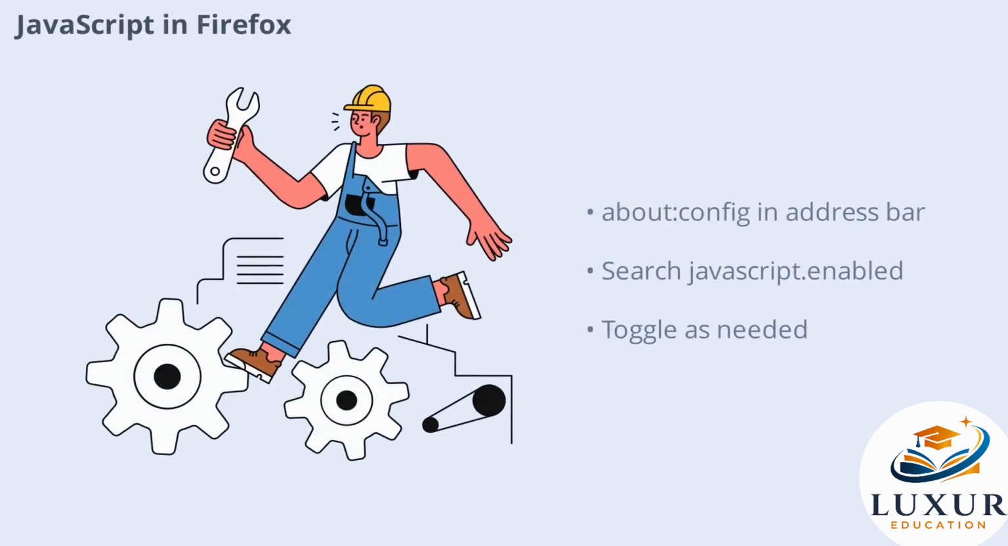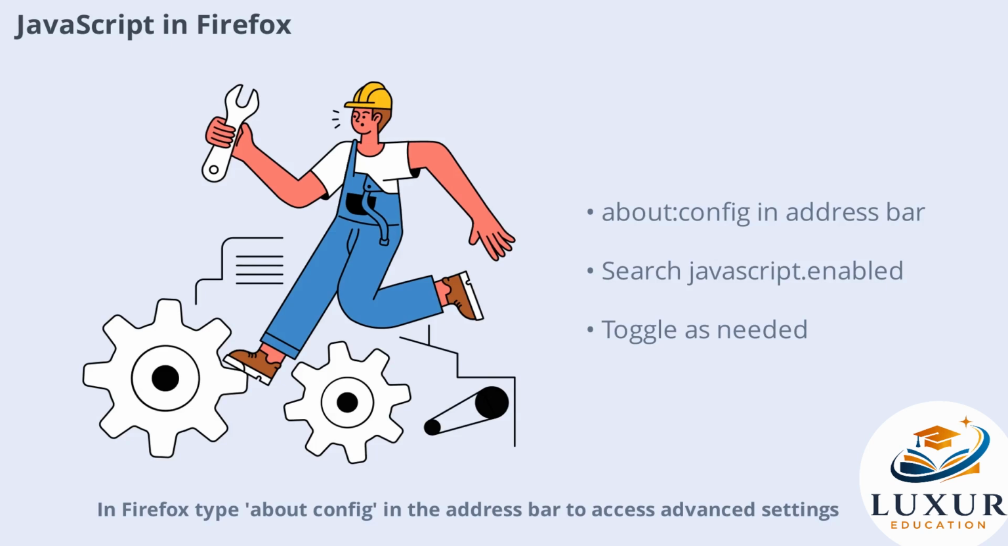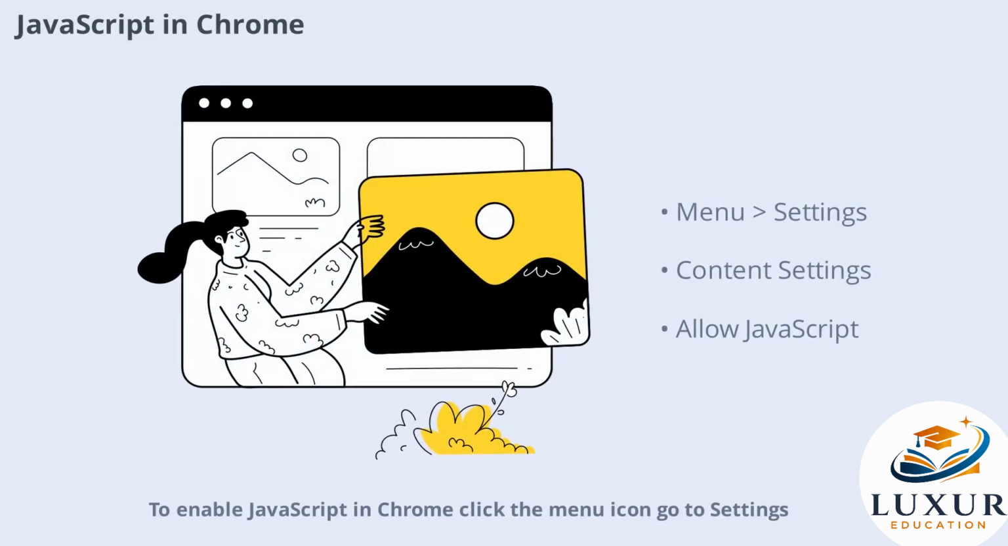In Firefox, type about:config in the address bar to access advanced settings. Search for javascript.enabled and toggle its value to enable or disable JavaScript. This flexibility allows you to control how scripts run in your browser, which can be useful for both security and development purposes.